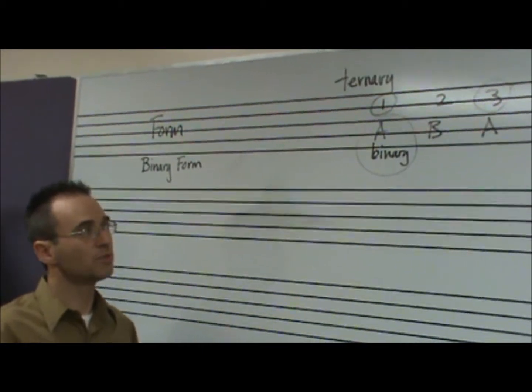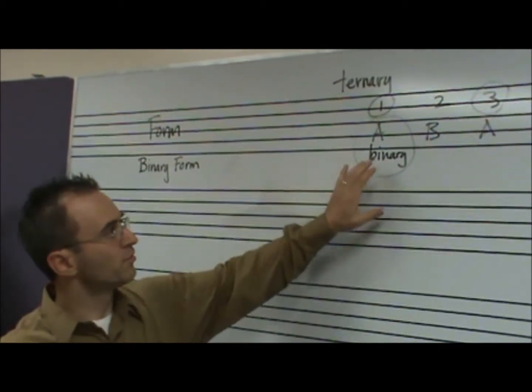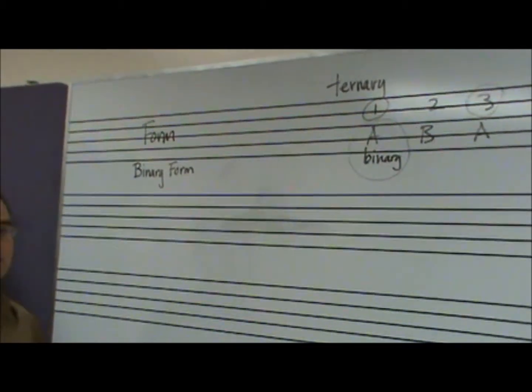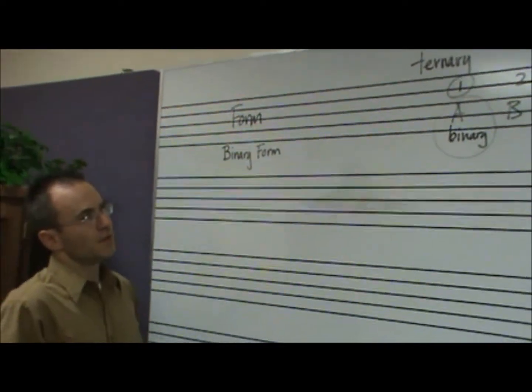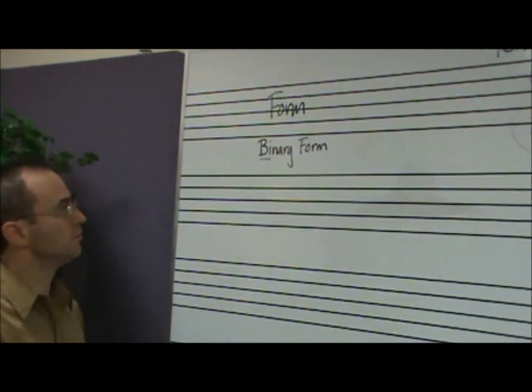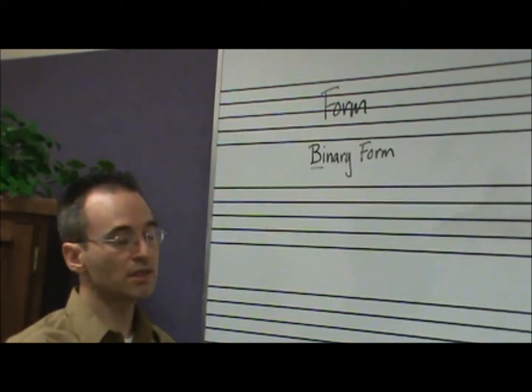And form basically is a way to see how those kinds of patterns play out. Now we're going to start with binary form because, like I said, it's a basic building block from which you get other larger forms. Binary means two, just like bicycle. Bi means two. So there are definitely two parts to this.